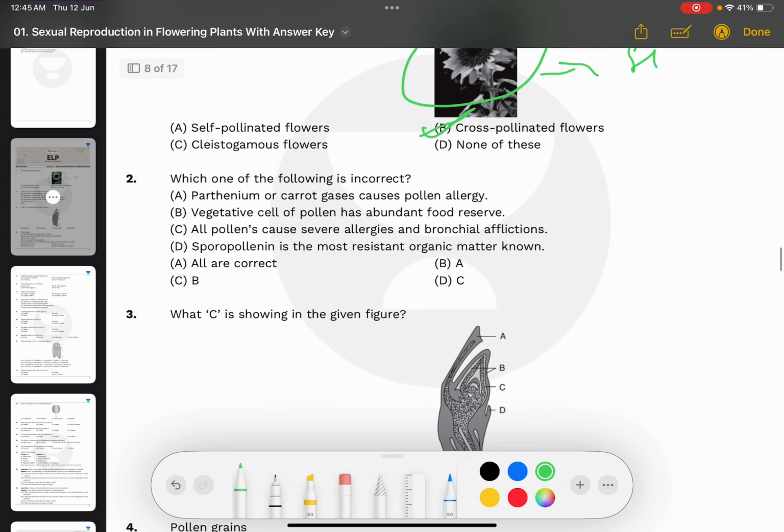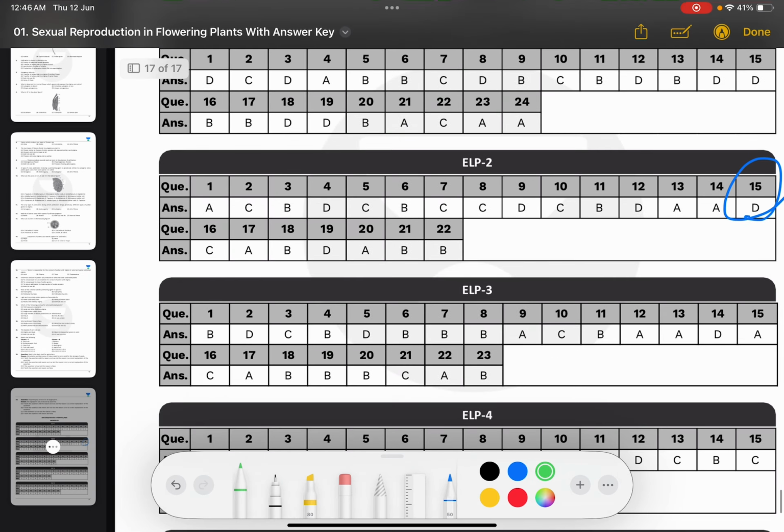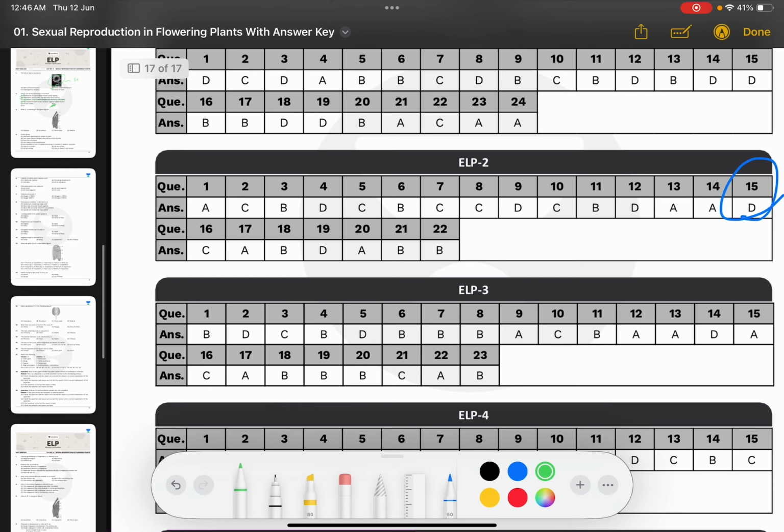Which one of the following is incorrect? Parthenium or carrot causes pollen allergy. It is correct. Vegetative cell of pollen has abundant food reservoir. One minute. It is correct. All pollen cause severe allergies and bronchial afflictions. This is not correct. Sporopollenin is the most resistant organic matter. No, this is correct. All are correct. No. C1 is incorrect. Let's confirm. C का D, 2 का D. क्या बात है भाई साहब.